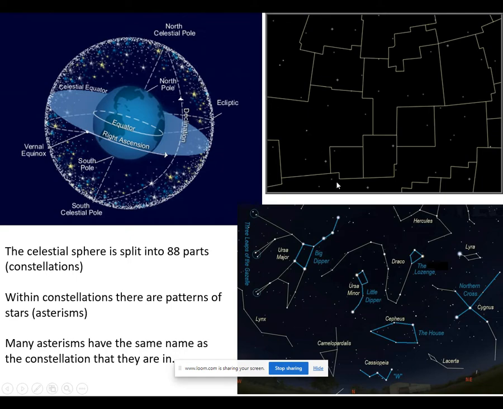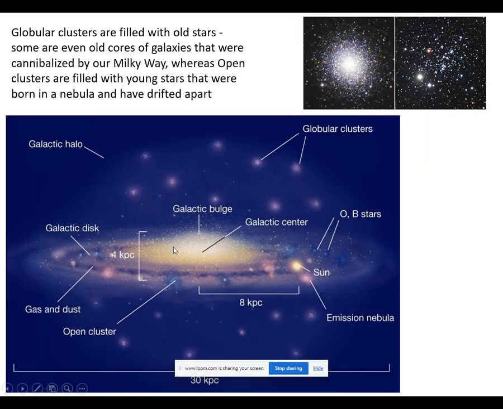Now, within those constellations, there are well-known patterns. The patterns are called the asterisms. Now, an asterism often has the same name as the constellation that it is in, and something like the Big Dipper is an asterism, but it's part of a larger asterism, Ursa Major, the Great Bear. So, constellations, parts of the sky, 88 of them in total, asterisms are the patterns.